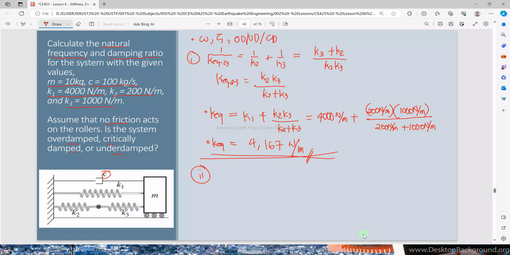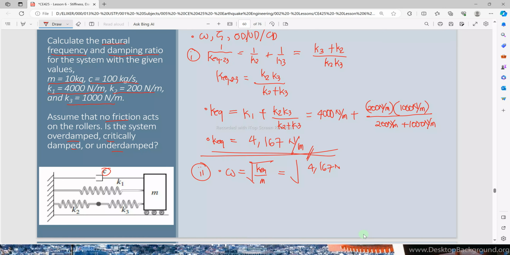Next, what else do we need? From here, we can already calculate the natural frequency, which is equal to the square root of the equivalent stiffness over the mass. So that is equal to 4,167 Newton per meter over 10 kilograms. And eventually, we'll have our natural frequency, which is equal to 20.4 radians per second.